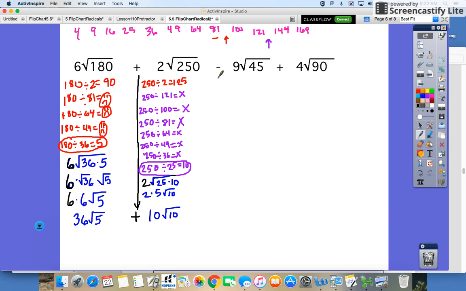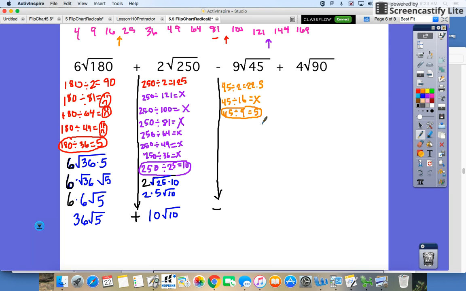Then we're going to, again, bring this down. Sorry, I'm using this new board again. It's a little hard. And do the same thing for this radical. 45 divided by 2 is 22 and a half. 22 and a half is not in the list, but it's somewhere between 16 and 25. So we'll start with 16. 45 divided by 16 is no good. But 45 divided by 9 is 5. So we're going to use this one.